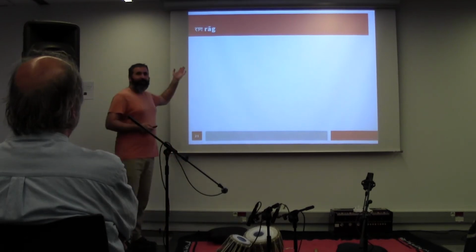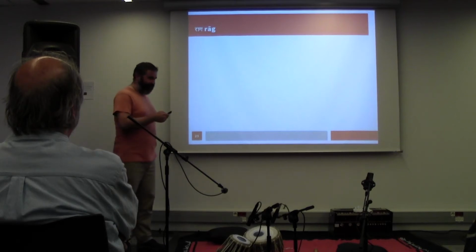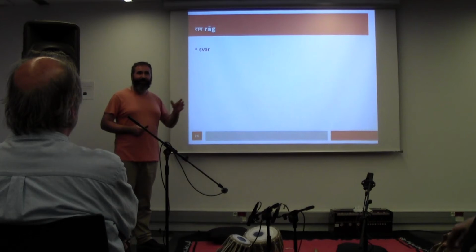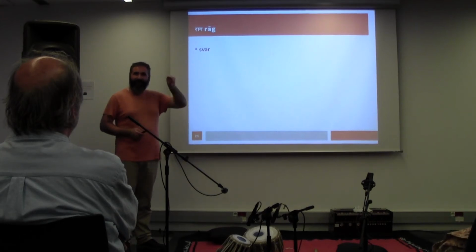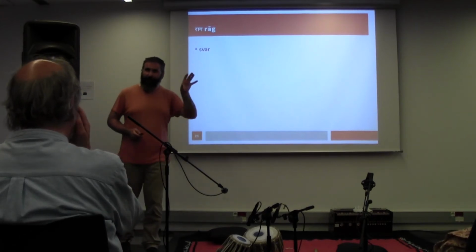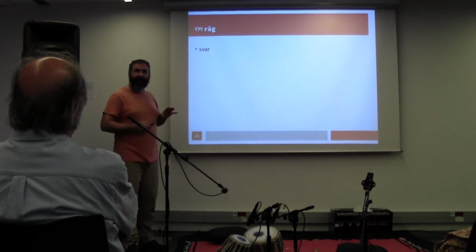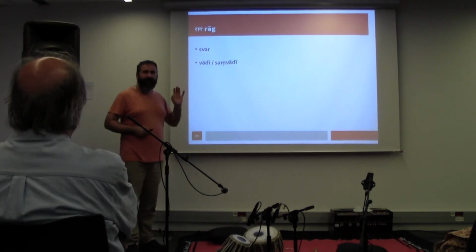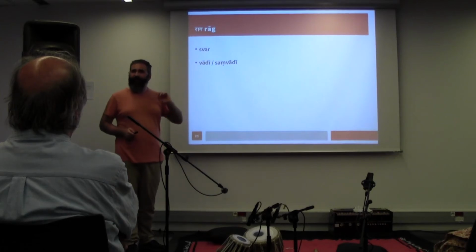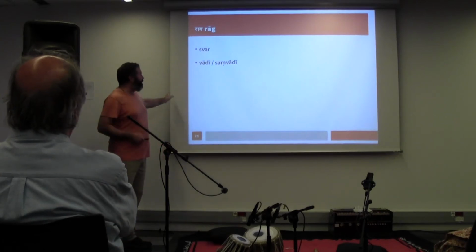So, what is then a rag? A rag is a set of swars. Different rags select different sets of swars. Now we will see an example later. Then from this set of swars, some of them are more important than others. It's not important the word.